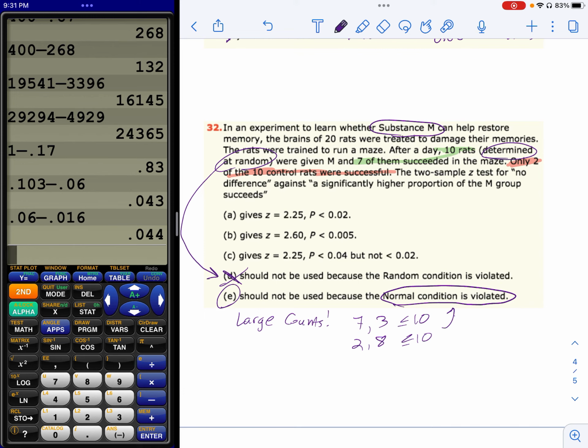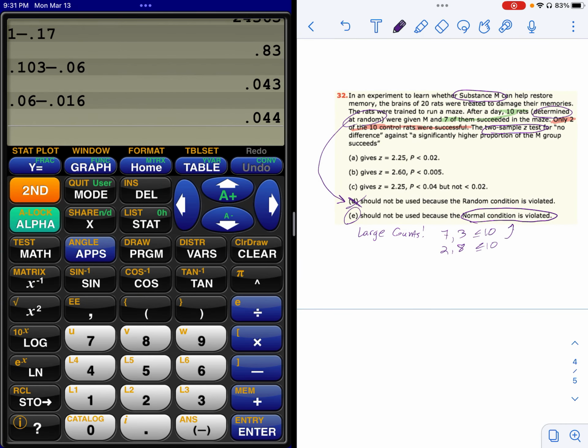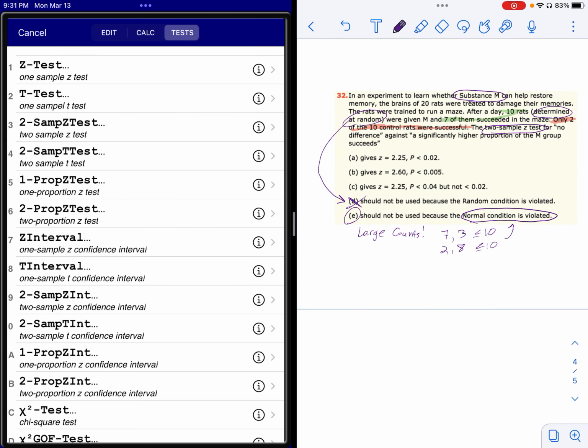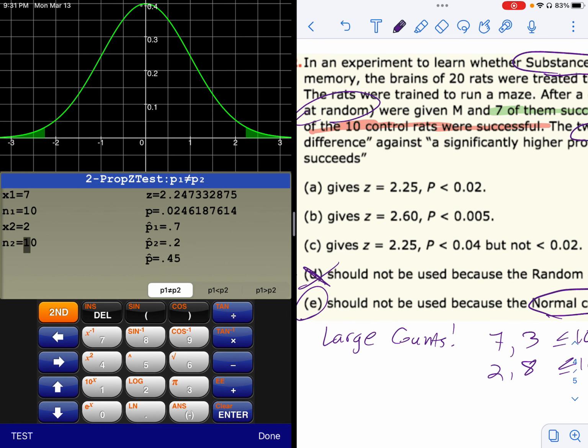It is not normal. I do want to point out, though, if you took out your calculator and you did the two sample z-test, it's going to lead you to one of these, and it's like a distraction. If you do test and do number 6, two proportion z-test, you have your two groups are 7 out of 10 rats and 2 out of 10 rats. And there's your results, right? And it's the not equal to one that I have selected, okay? Your z-score is 2.25, so it's one of these.